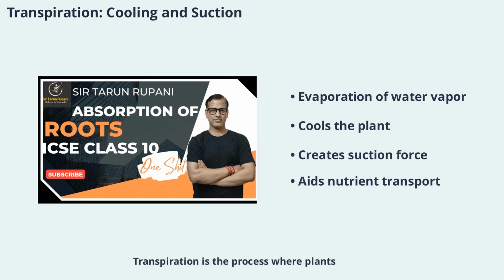Transpiration is the process where plants lose water vapor from their leaves, especially during hot weather. This evaporation not only cools the plant but also creates a suction force that helps draw more water and minerals up from the roots. The continuous movement of water through the plant is vital for nutrient transport and maintaining internal balance. Transpiration thus serves multiple purposes, making it a key physiological process in plants.